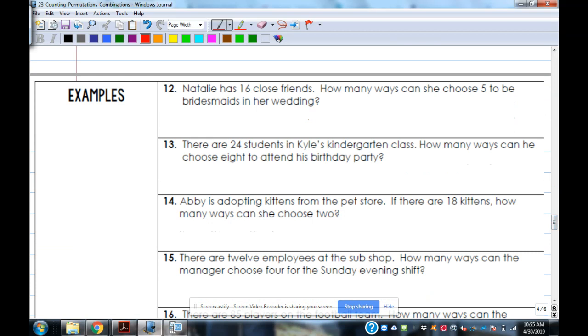Natalie has 16 close friends. How many ways can she choose 5 to be bridesmaids and have 11 people mad at her? So we're choosing 5 to be bridesmaids. We're not ranking them in order. They're all just going to be up there. So 16 combination 5 is what that's going to be.